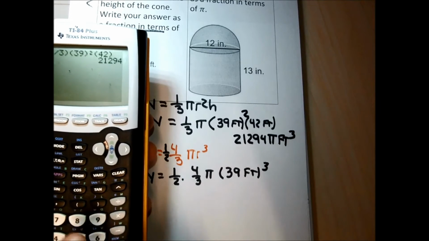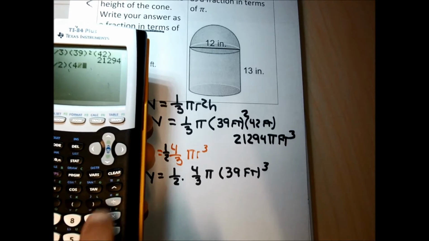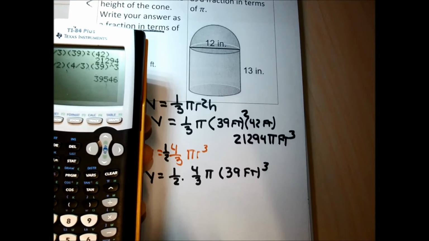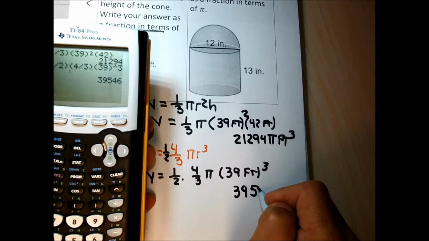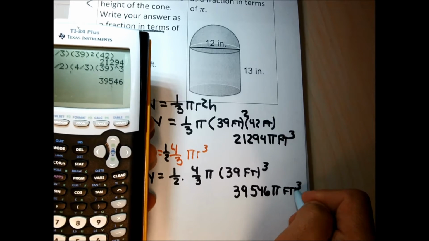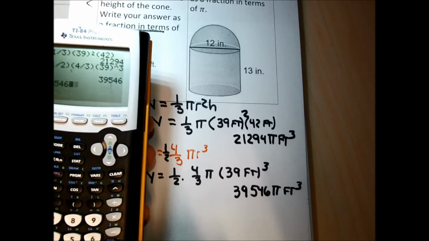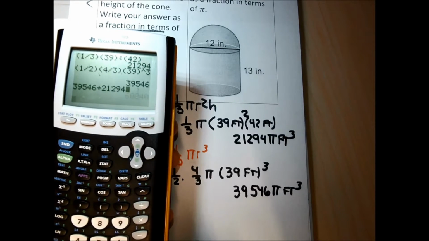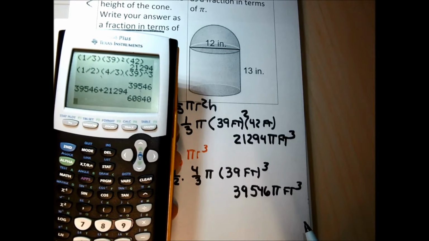And then for the bottom, half a sphere, I'm going to go 1/2 times 4/3 times 39 up arrow 3, and I get 39,546 pi feet cubed. I'm going to add the 39,546 plus the 21,294 and get 60,840, and then I'm going to attach the pi and the feet cubed.